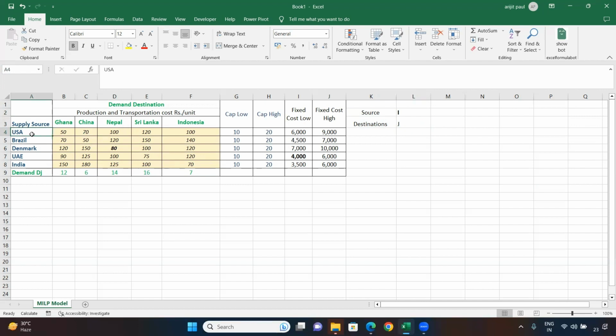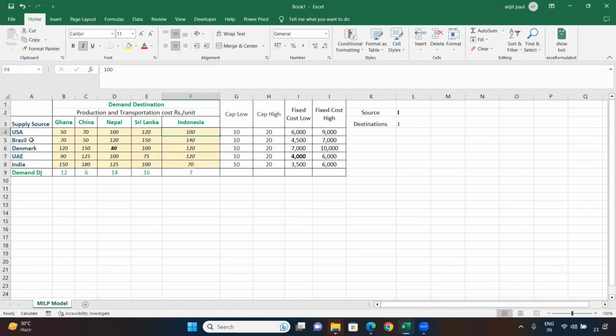Now, to transport a material from the USA plant to the market of Ghana, we have to spend around 50 rupees. So here you can see the production and transportation cost per unit. To supply a material from USA to the Ghana market, we have to spend around 50. From USA to China, it is 70 rupees. From USA to Nepal, it is 100 rupees. From USA to Sri Lanka, we have to spend 120 rupees. And from USA to Indonesia, around 100 rupees.